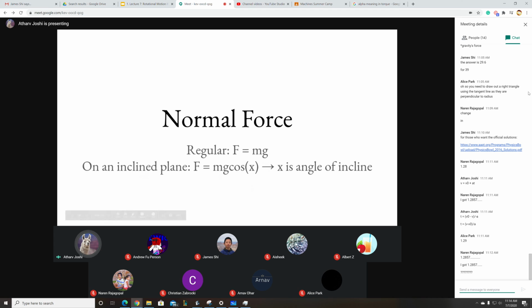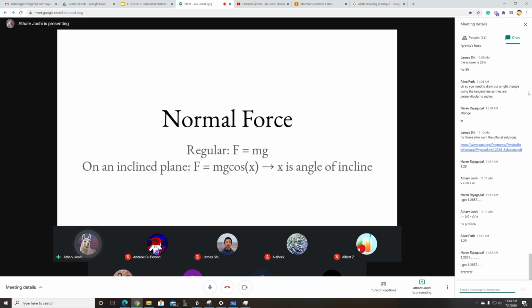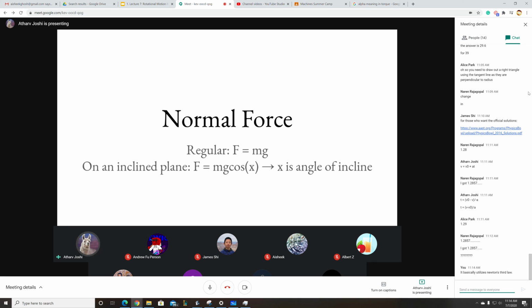So normal force is pretty simple. It's just the force that an object is exerting without motion. So it's just mass times gravity, so 9.8066 whatever. But on an inclined plane, it's a little different because it's mg times the cosine of x, where x is the angle of incline. So you can think about it because if x was just 90 degrees, meaning it was perfectly over the ground, then cosine of x would just be 1, right? So it changes depending on the angle of incline.